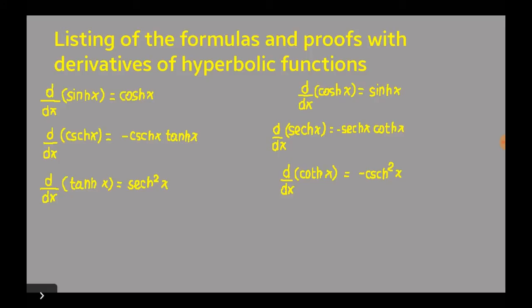On the second here, the derivative of the cosh x must be sinh x. The derivative of sech x must be minus sech x tanh x. And the derivative of the coth x must be minus cosech square x.